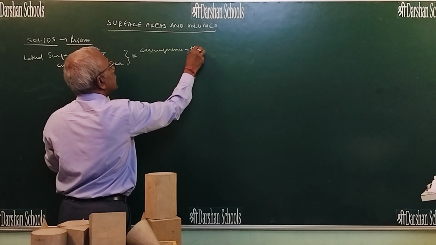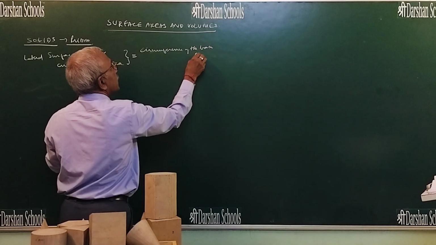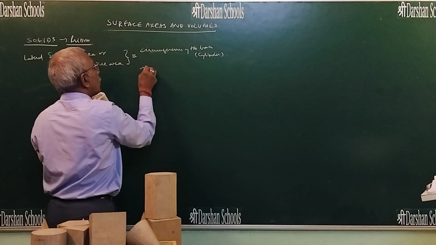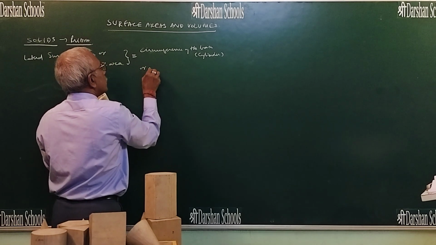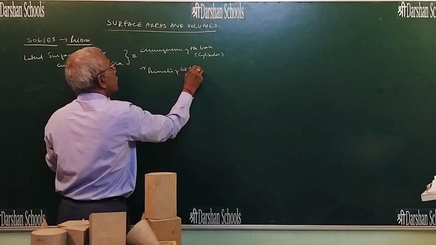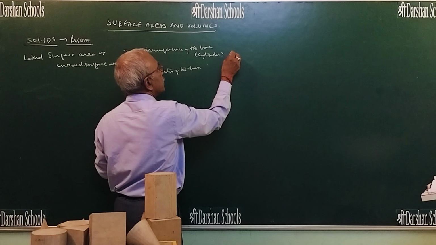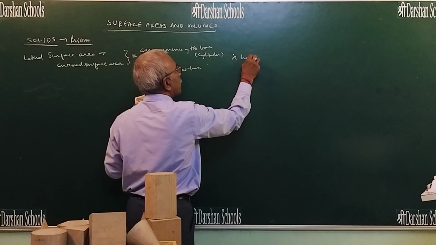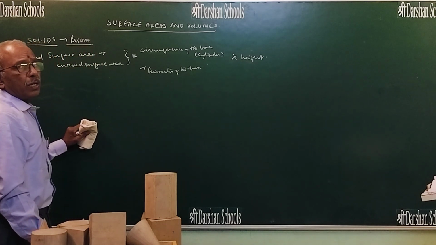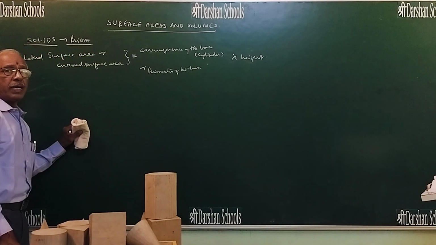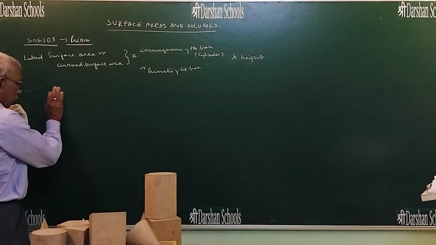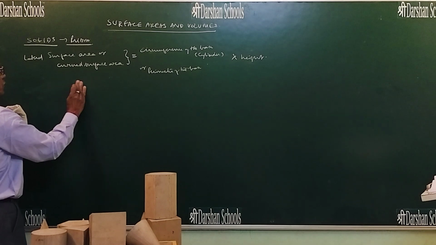Circumference of the base in the case of a cylinder, or perimeter of the base in the case of a non-cylinder, multiplied by height. This is the formula. If you remember this formula, you can deduce the formula for any solid in case it is a prism. Now, let us deduce the formula one by one.